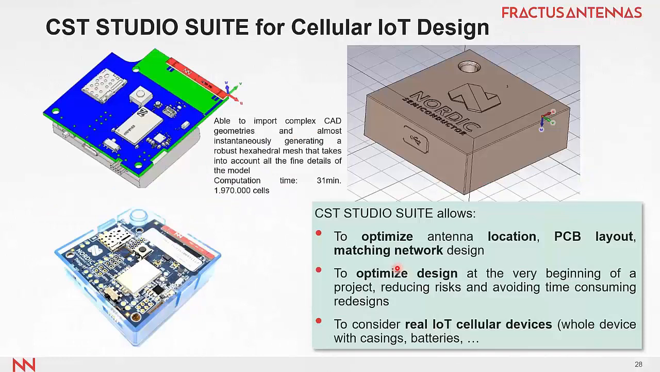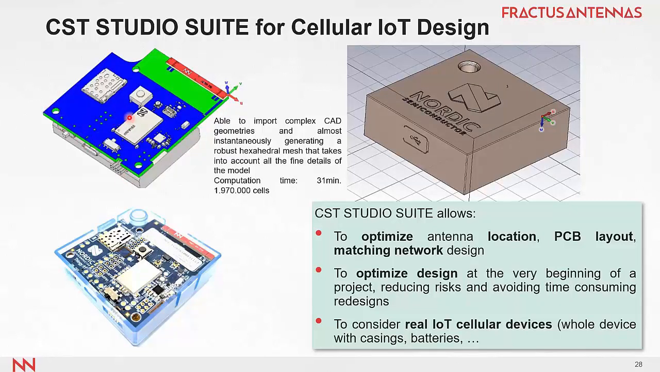Here is a very nice real example with CST, and this is a nice project that we developed with our colleagues of Nordic Semiconductor. This is the device called Thingy91. It's an open platform for IoT. It has many sensors, humidity, speed, position, air quality, and so on. It's in a very small package of only 50 by 50 millimeter.